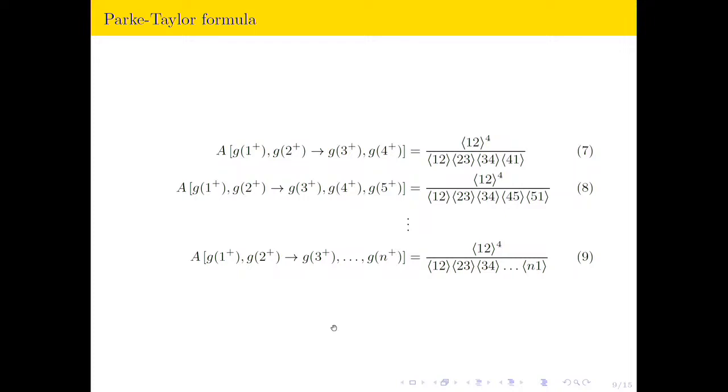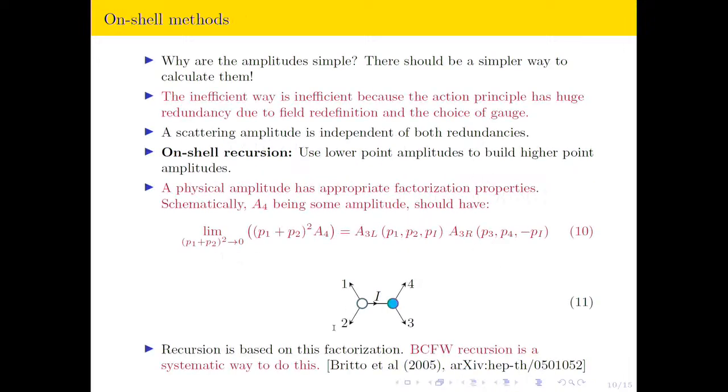So that means there is some underlying hidden structure that the usual Feynman diagram techniques are missing. Okay, so why are the amplitudes simple, and there should be a simpler way to actually calculate them. The usual way is inefficient because the action principle has redundancy due to field redefinition and the choice of gauge and so on. But a scattering amplitude is independent of all of them. So to bypass this, what we do is something called on-shell methods. That means you use lower point amplitudes to build up higher point amplitudes as a recursion.